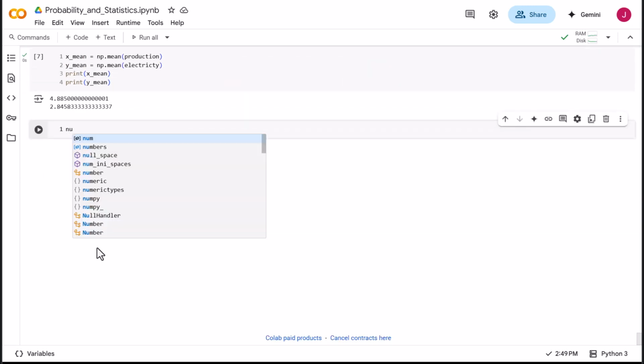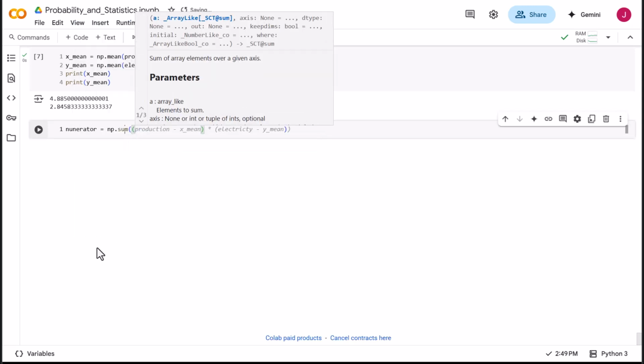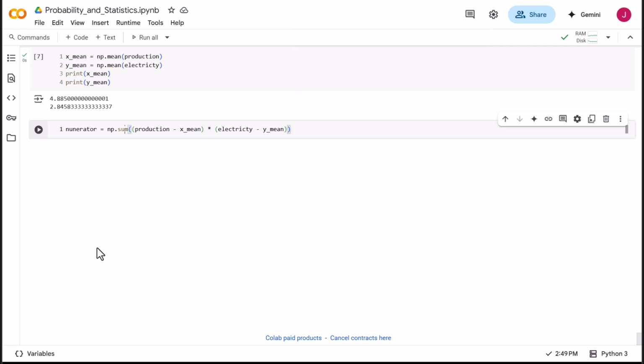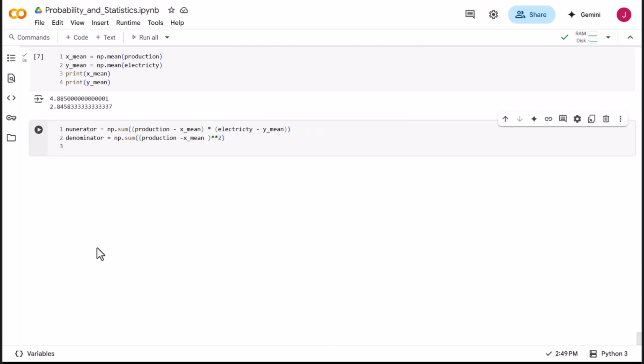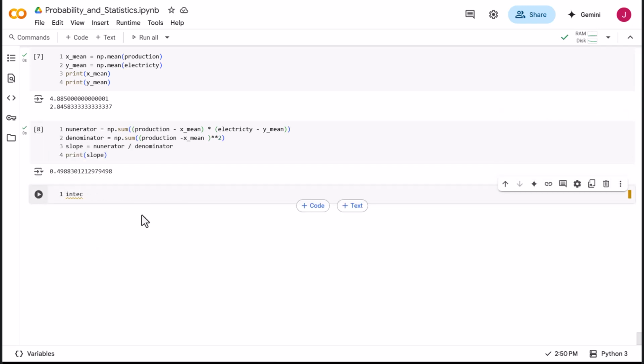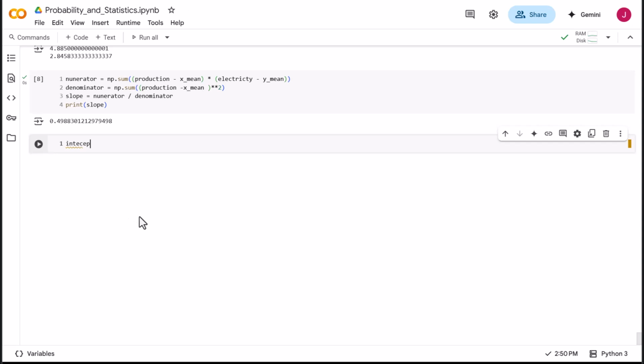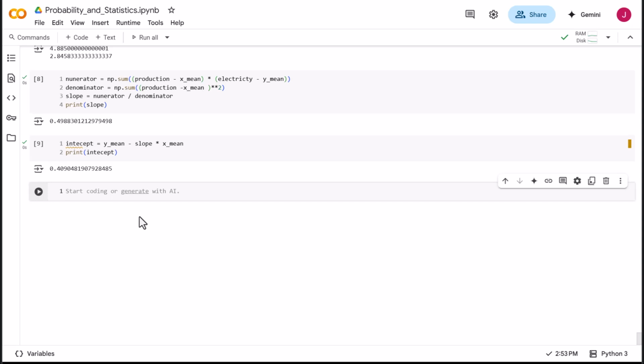Next, I want to calculate beta 1 and beta 0. For that, first I get the numerator. Numerator is equal to np.sum of production minus x mean, multiplied by y values minus y mean. And denominator is equal to np.sum of production minus x mean, to the power of 2. Then beta 1, or slope, is equal to numerator divided by denominator, which is 0.499. Then the intercept is equal to y mean minus slope multiplied by x mean, which is 0.49.